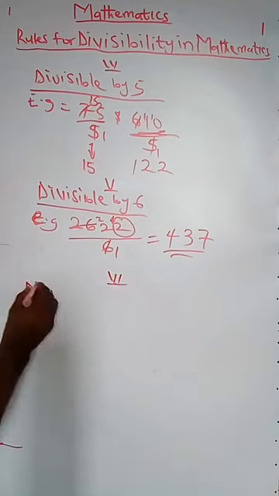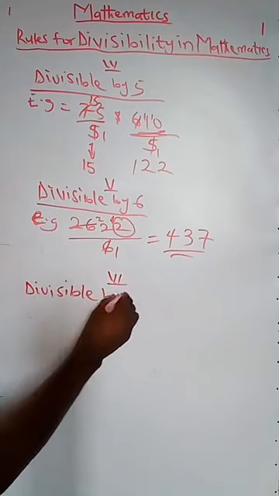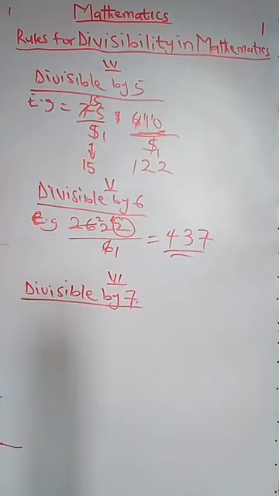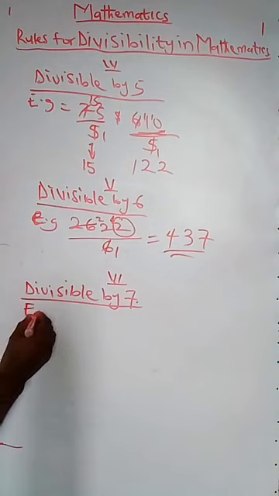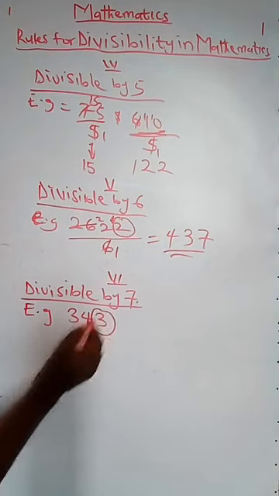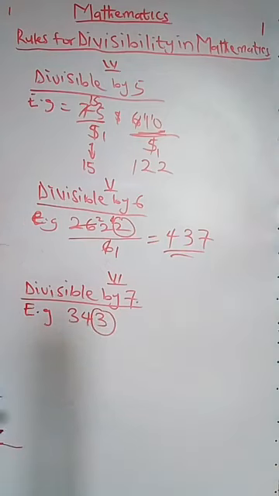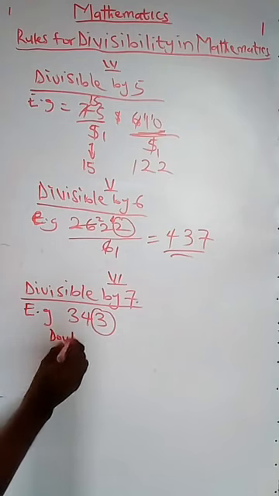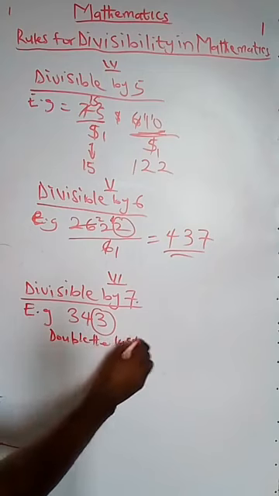Divisible by 7. A whole number is divisible by 7 if the result obtained from subtracting the double of its last digit from the rest of the digits is 0 or a multiple of 7. For you to understand what we are saying, let's use an example. 343. Now, the last digit here is 3, right? We'll separate it from the rest of the digits. So we now double it. That is, we multiply it by 2.